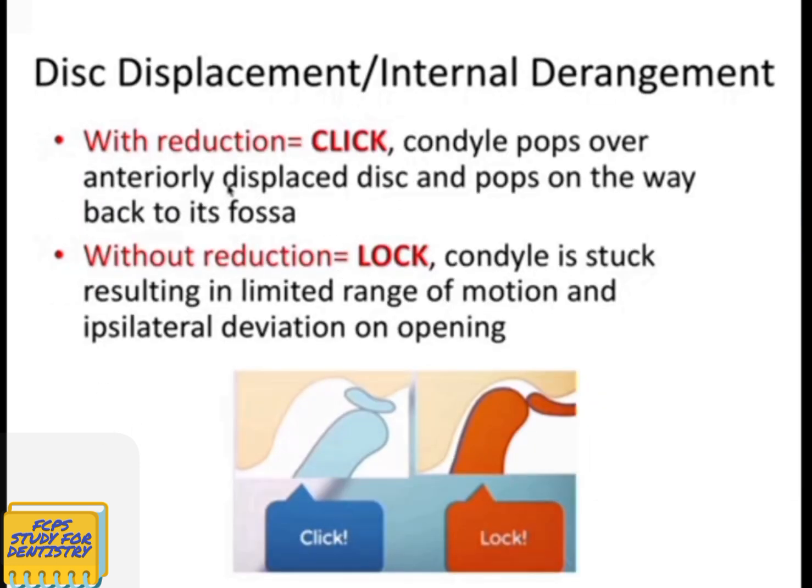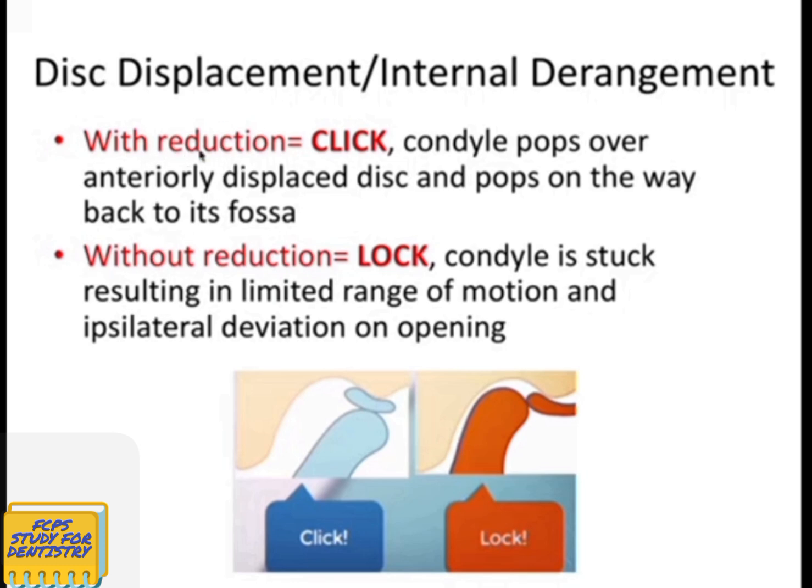All right, so now let's talk about some temporomandibular joint dysfunction. What can go wrong with all of that anatomy we just talked about? So disc displacement or internal derangement, these are synonymous, is when the articular disc is in the wrong place, either anteriorly or posteriorly. So this can happen with reduction or without reduction.